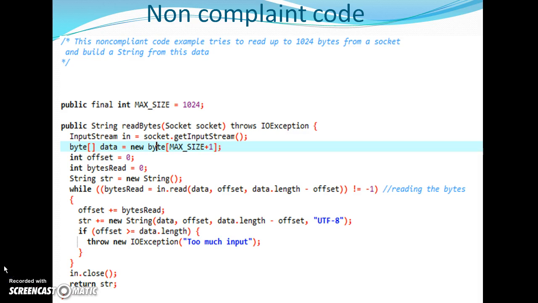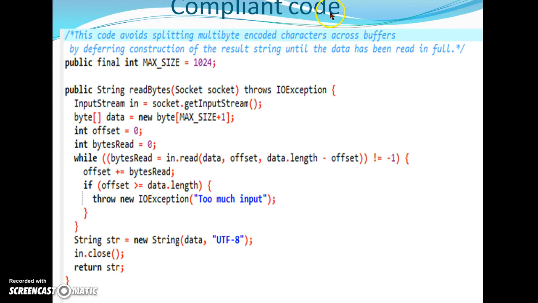The same problem is going to happen with UTF-16, because we are not waiting for the whole data to come; we are converting in between into the string. So for the compliant code, as you can guess, the main problem is with this string. We are creating the string in between, so we just defer the construction of the result string until the data has been read in full. Here first we read the whole data from the socket, then we convert it into the string. Then the whole problem will be solved.